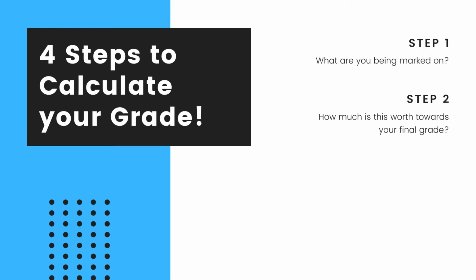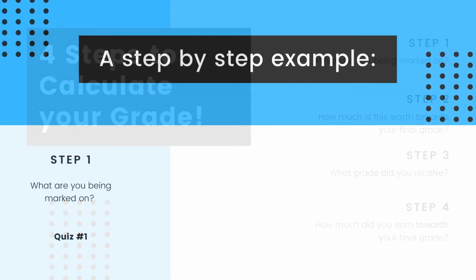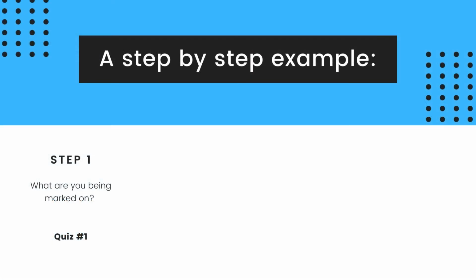The second step is writing down how much this item is worth towards your final grade, often denoted as a percentage of your final score. The third step is noting the grade that you actually received. And the fourth step is determining how much you earned towards your final grade. To demonstrate these steps, I'll walk through an example.